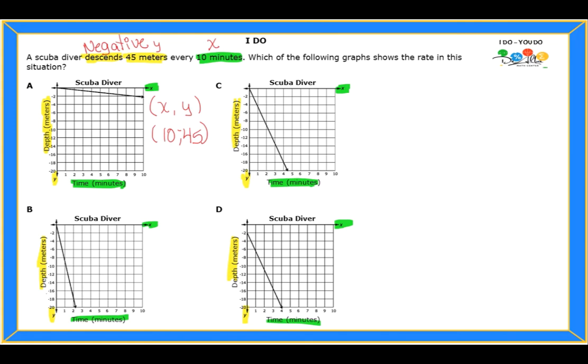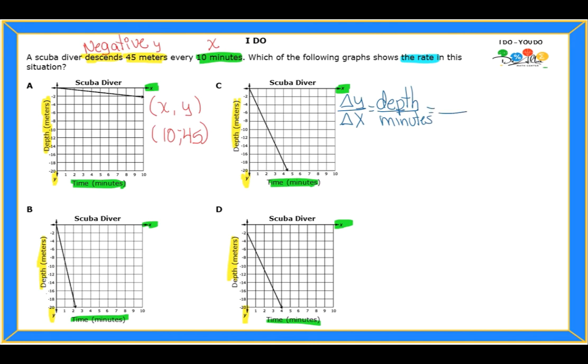So if you notice, there was another word that said rate. Which one shows the same rate? So rate, I'm hoping that you are bringing to your memory something about rate of change, right? Which might relate to change of the Y over change of the X. Is that right? So the Y is going to be the depth of that scuba diver, and the X is going to be the minutes.